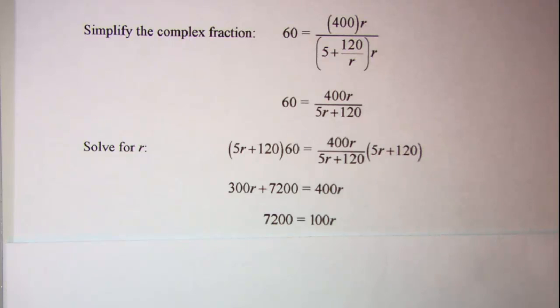So subtract 300r from both sides. That gives us 100r is equal to 7200. Divide both sides by 100, so r is 72.